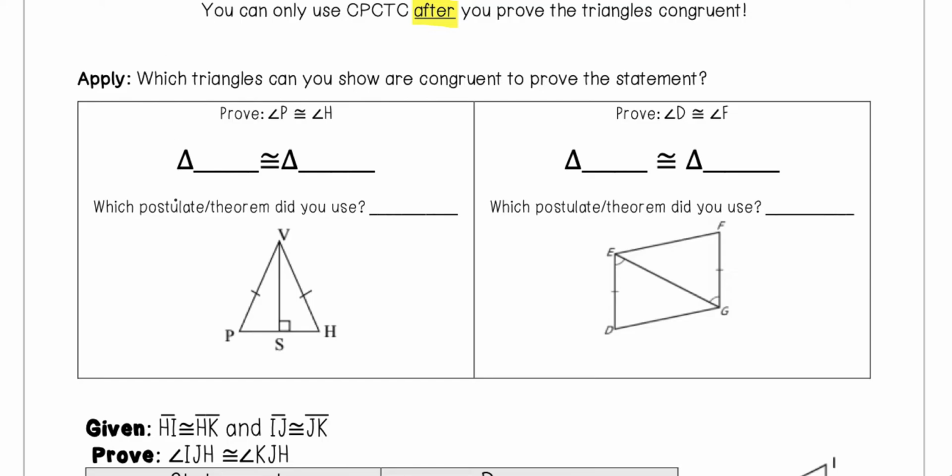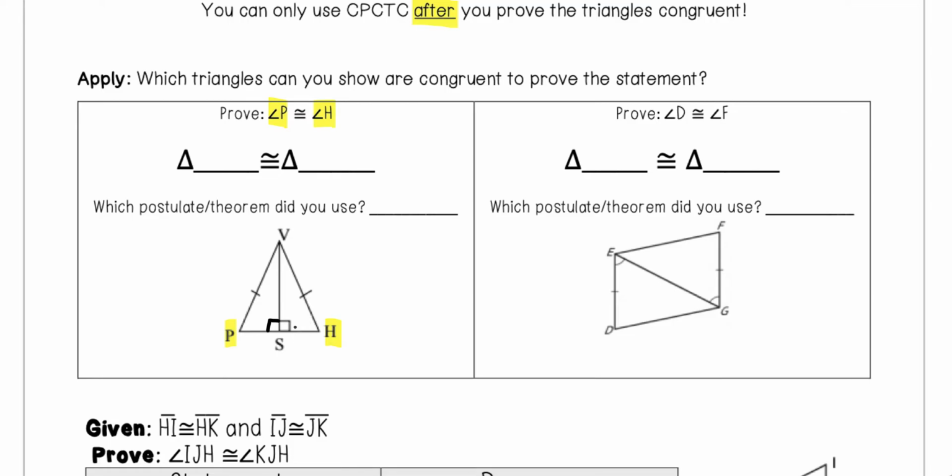So if I look at this picture, it's asking me to prove that angle P is congruent to angle H. So I need to somehow determine that these two are congruent. Well, first I'm going to have to state that the two triangles are congruent. So looking at this diagram, I'm going to try to decide which theorem I could use. I notice that I have a right angle here, which must mean that this angle is also a right angle. So I'm dealing with right triangles.